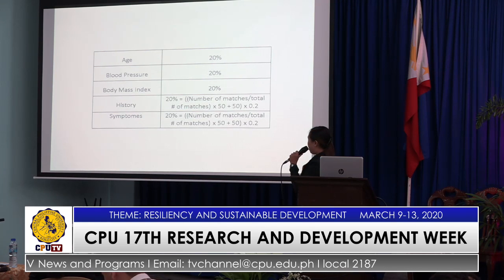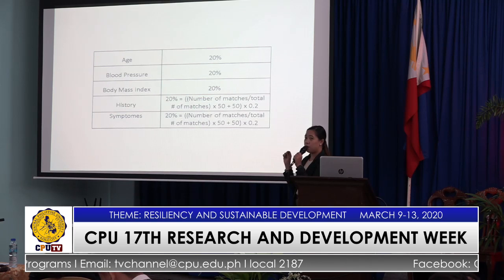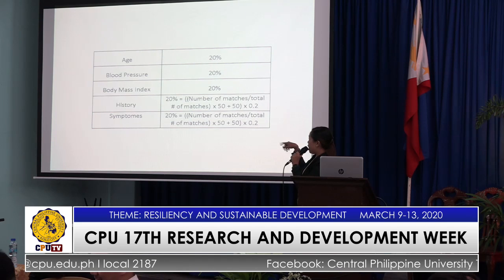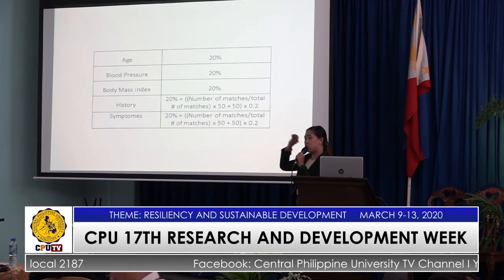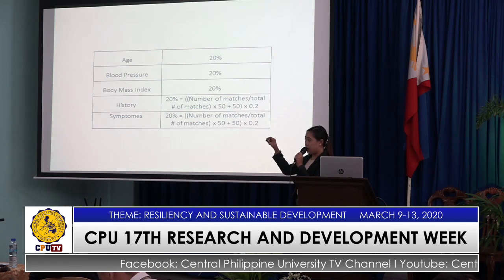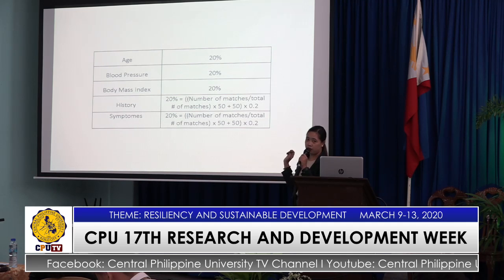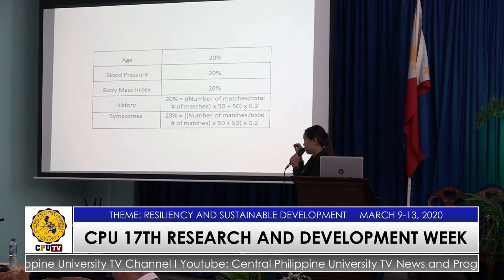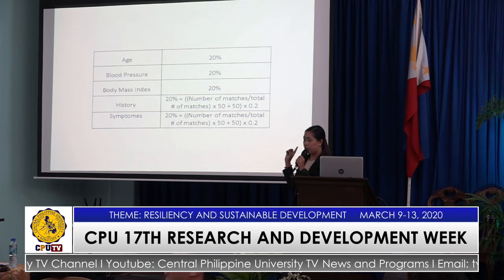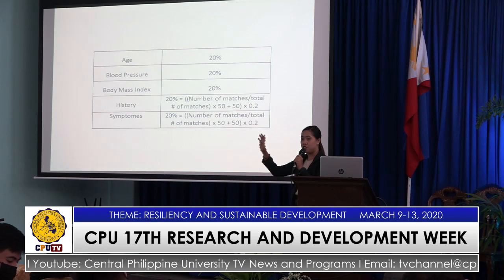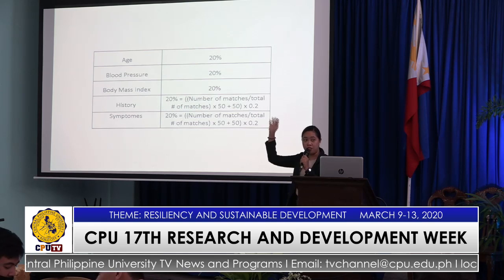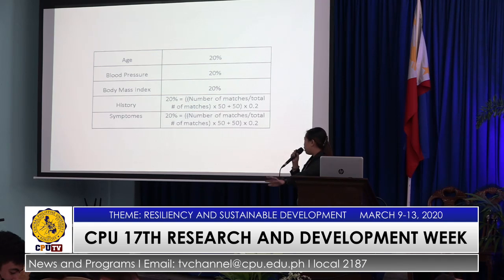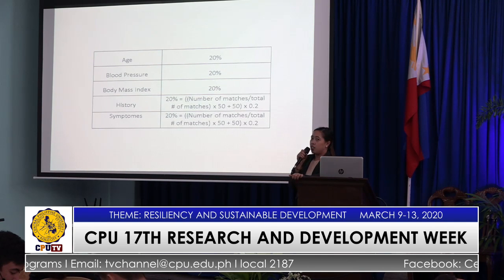On each frame, I have set 20%, but this is based on the matches. Once your age matches a certain disease, automatically you will get 20%. Same with the blood pressure and the body mass index. The only difference is the history and symptoms, because each patient has a different kind of history, maybe 5 or more. So in order to get the 20%, we will calculate the number of matches.